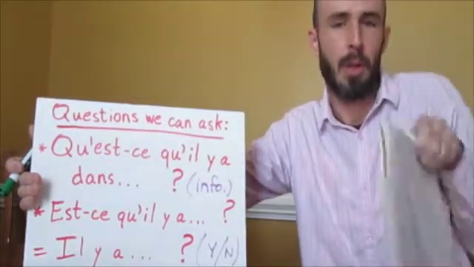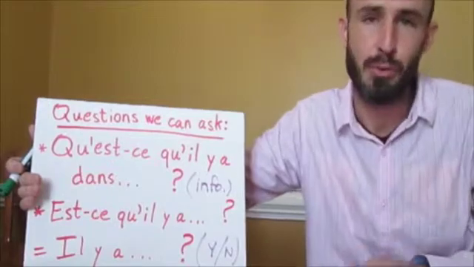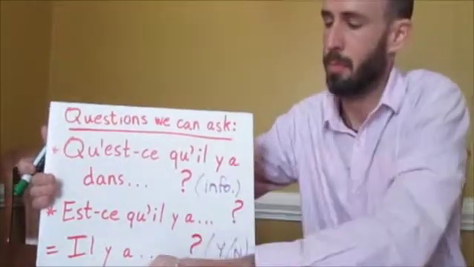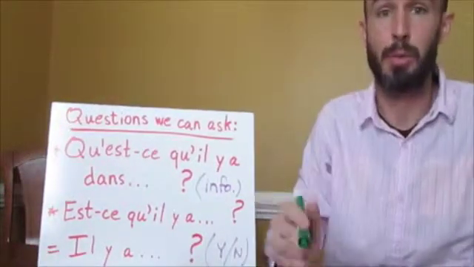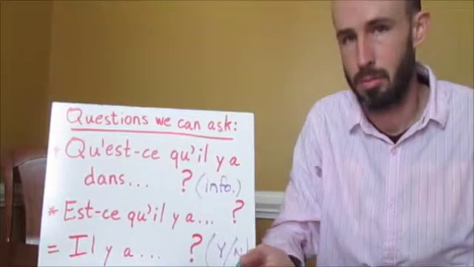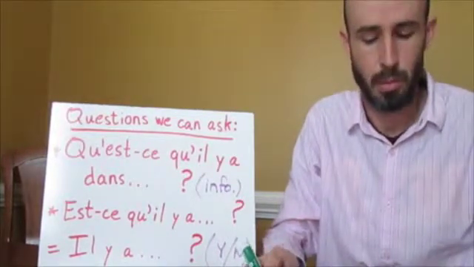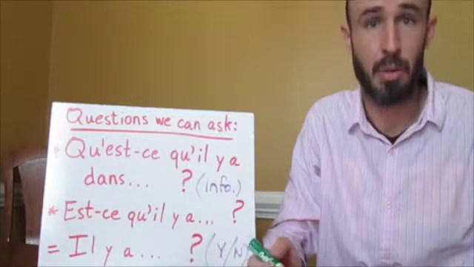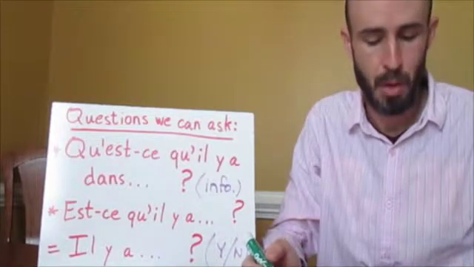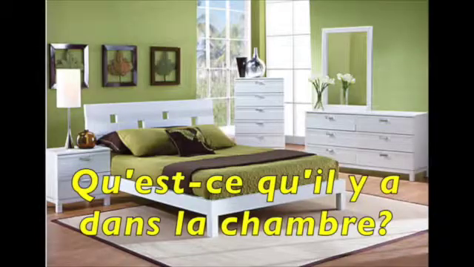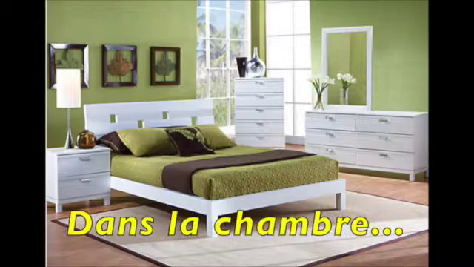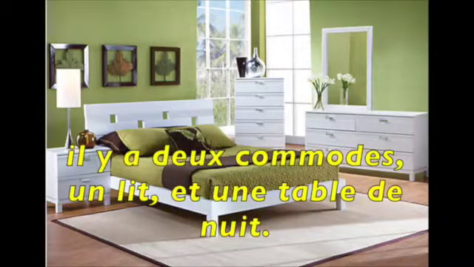So I'm going to show you a couple of pictures of rooms, and see if you can look in the room and tell me in French what there is. Allons-y, quelques exemples. Qu'est-ce qu'il y a dans la chambre? Dans la chambre, il y a deux commodes, un lit et une table de nuit.